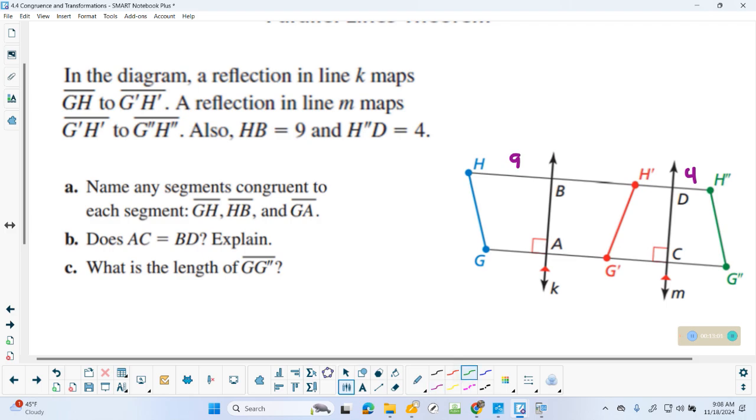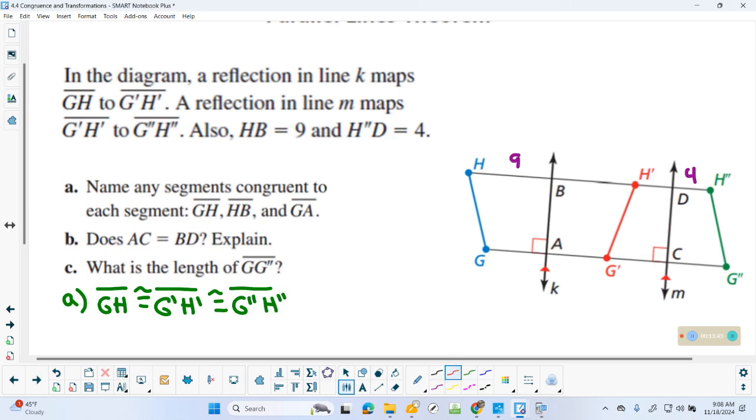So let's start with A. Name any segment congruent to each segment. All right, I'm going to do A down here. So GH. It started with GH, so I'm looking over there at GH. Okay, well, we're looking to see what GH is, of course, congruent to. The blue segment is the same size as the red and the same size as the green. They're all the same size. They're isometries, they're just reflected. So I'm going to say, okay, it's congruent to the red, G prime H prime. And it's congruent to the final one because they're all the same size, which is our G double prime H double prime.